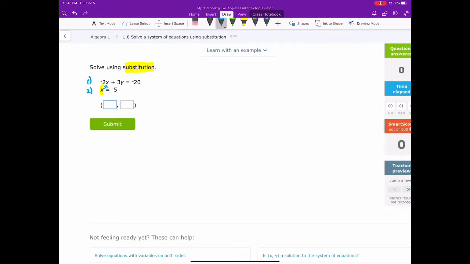On a separate sheet of paper, you should be writing this down. We're going to say negative 2, x is now negative 5, right? Plus 3y equals negative 20. As you can see, we only have one variable left, making this an easier problem. Instead of starting with two variables, like we did over here, we substituted our x in as negative 5. Now we only have one variable left. Let's go ahead and solve it.